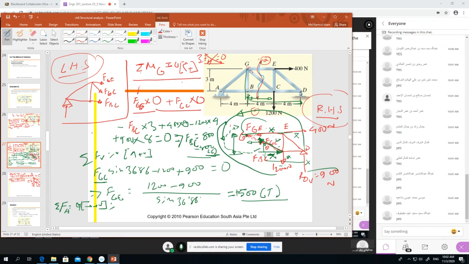Now, do you want me to do it? We do the left hand side, or we finish here? Tell me. Do you want us to check our result by the left hand side, or are you happy here? It is up to you. Your choice. If you want more explanation, then we can do the left hand side.